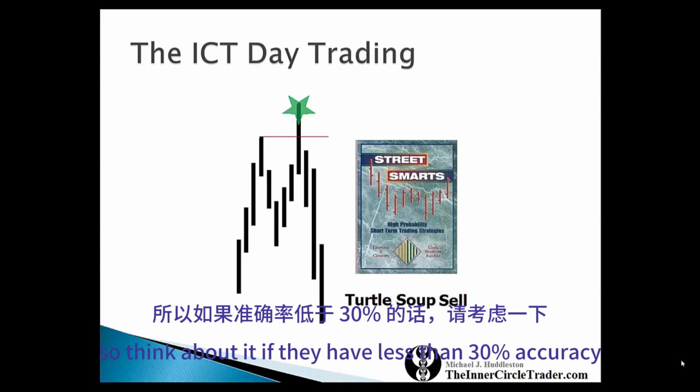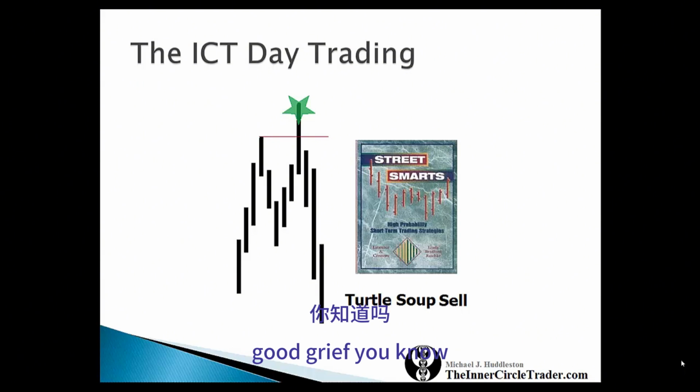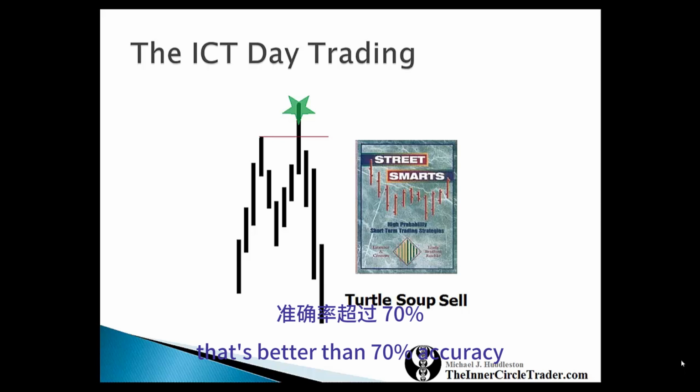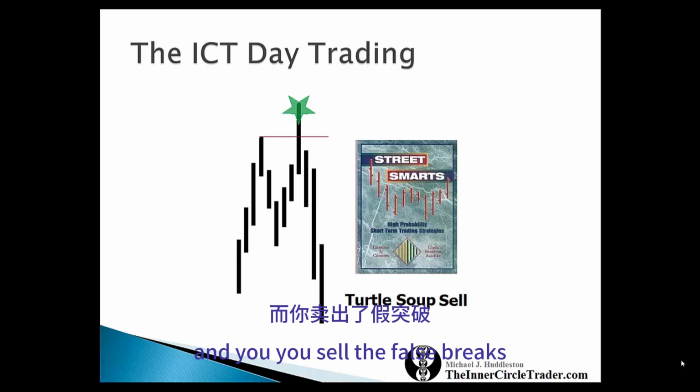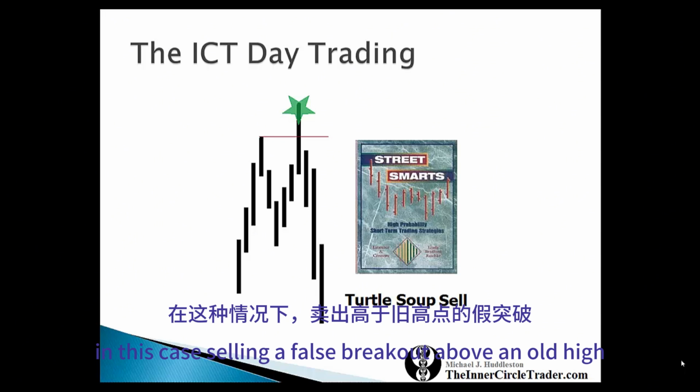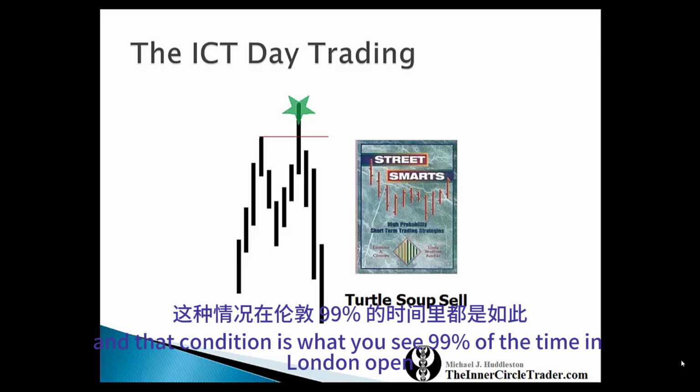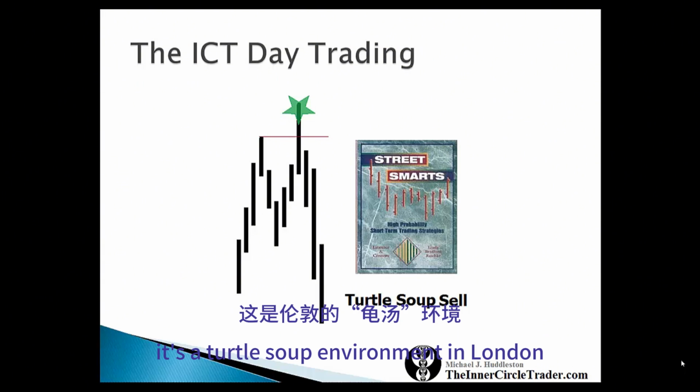But because they had very good money management and they caught very, very long-term trends, it was profitable for them. So think about it. If they have less than 30% accuracy, good grief, that's better than 70% accuracy if you flip it and don't do what they're doing, and you sell the false breaks. In this case, selling a false breakout above an old high. And that condition is what you see 99% of the time in London Open. It's a turtle soup environment in London.